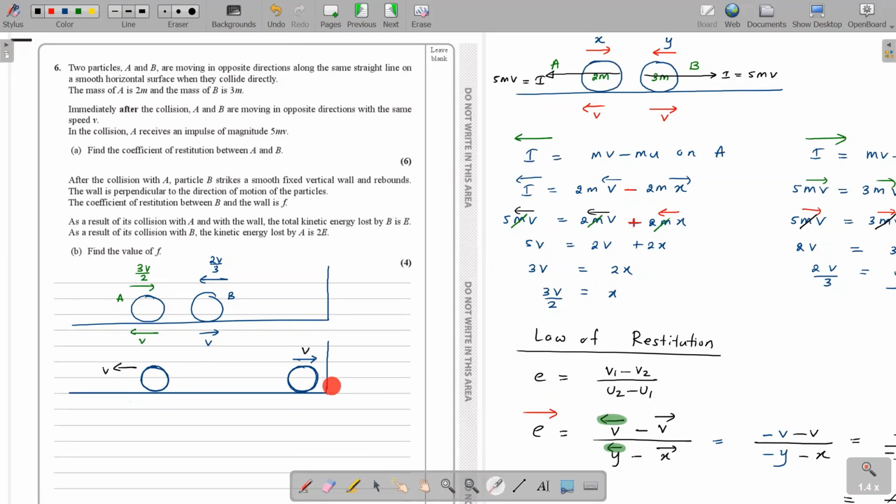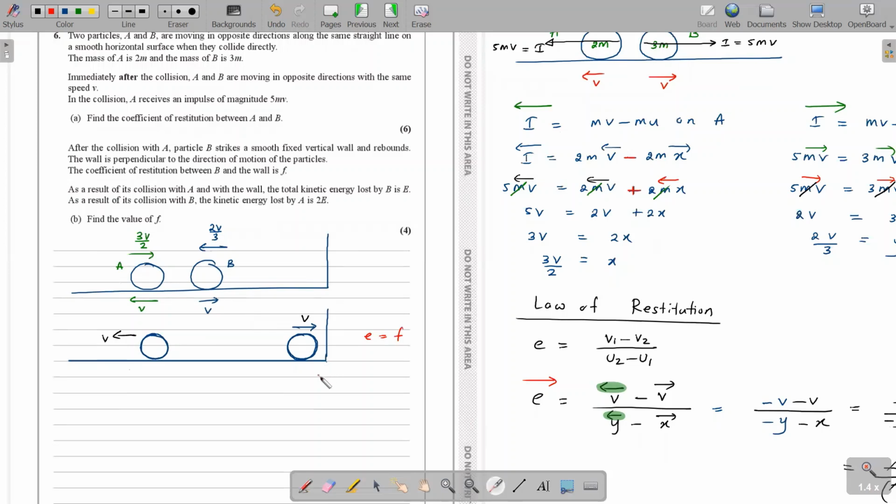And then they told you the restitution between B and the wall is F. The coefficient of restitution is F. So when a solid object goes and hits a wall or a ground, what do we use for restitution? Directly the equation we use is for impact between B and wall: the restitution is F equals V over U. Do you remember what is V over U? V is the final, U is the initial. So if I use V over U, I think you'll be confused here. Final velocity or final speed over initial speed.